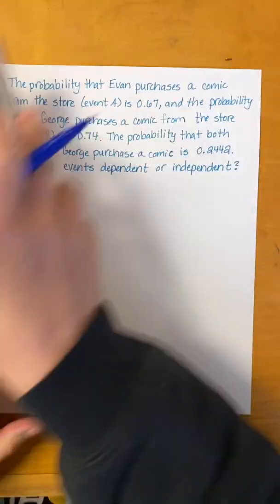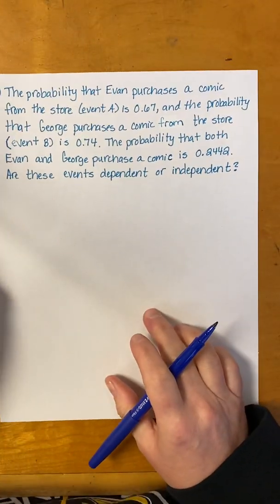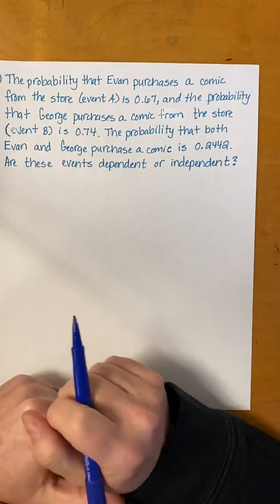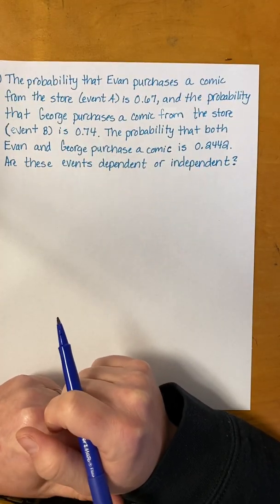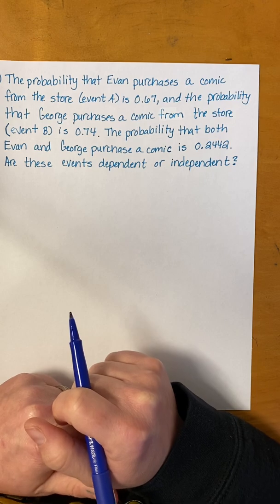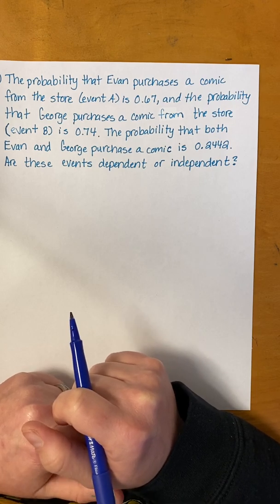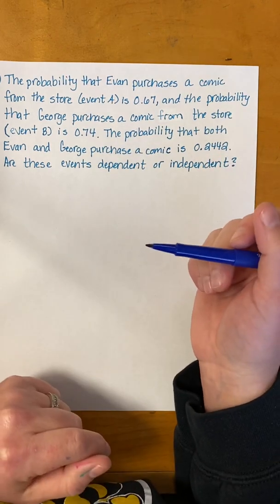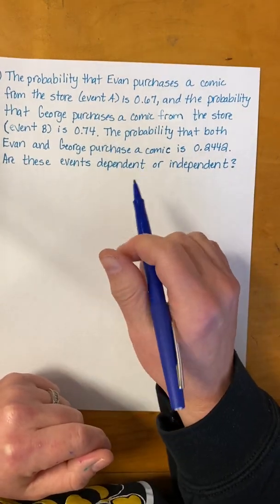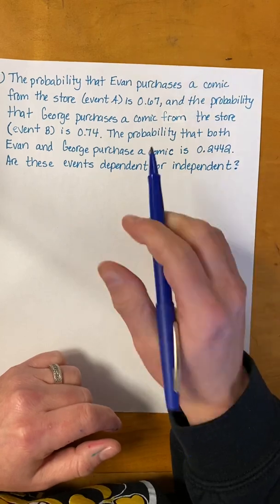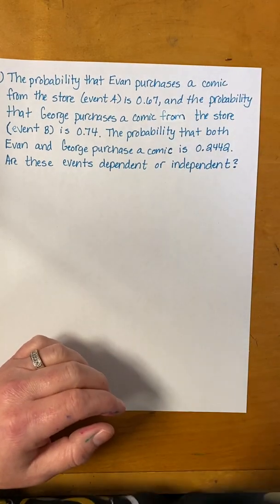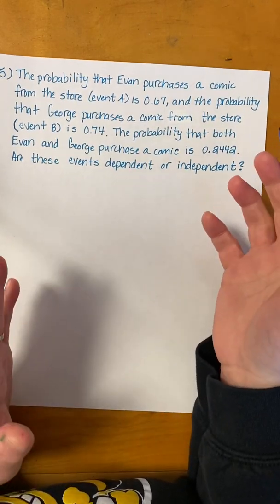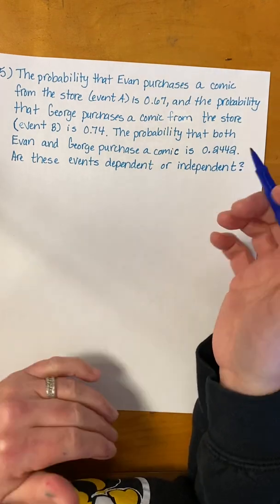Okay. I don't know if I need this, so let's be prepared. The probability that Evan purchases a comic from the store, event A, is 0.67. And the probability that George purchases a comic from the store, event B, is 0.74. The probability that both Evan and George purchase a comic book is 0.2442. Are the events dependent or independent?